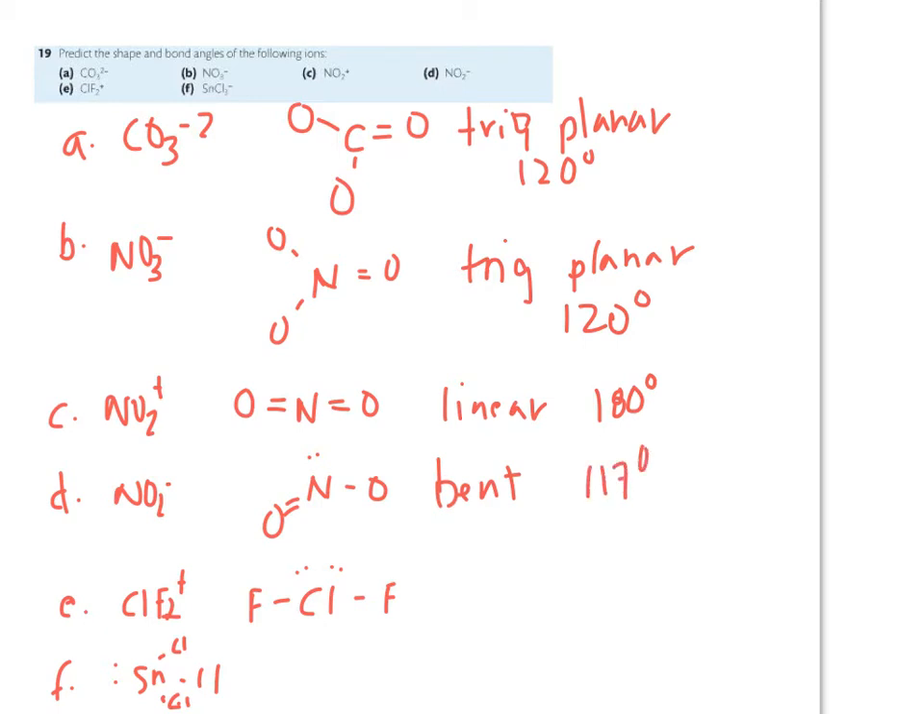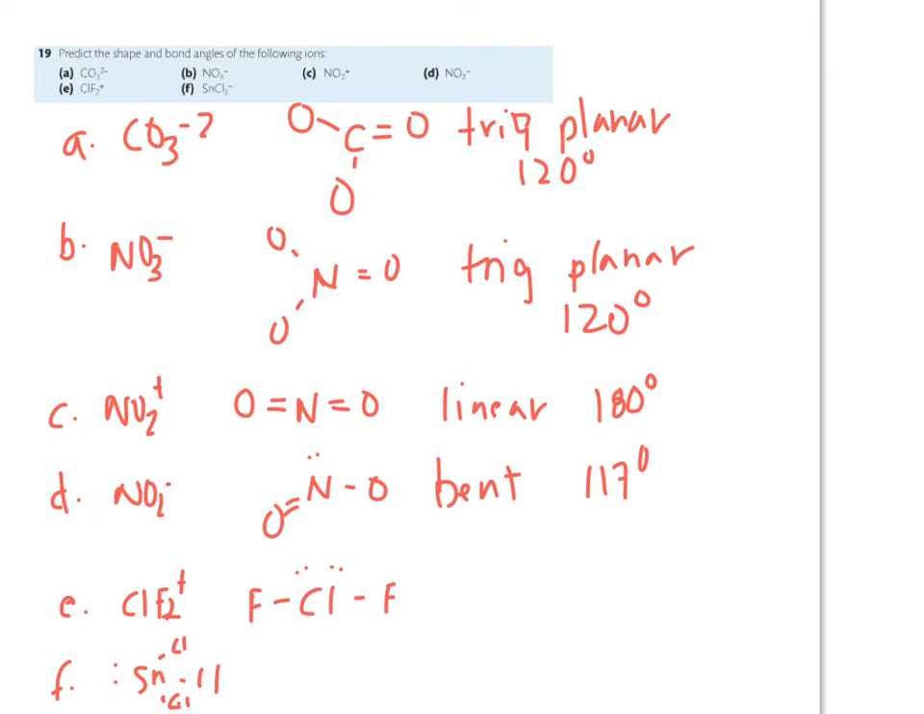And this molecule has 3 electron domains, so this is going to be bent at 117 degrees because it would be 120 if the three domains were all shared pair, but since one is a lone pair, that gives it that slightly less than 120 or 117.